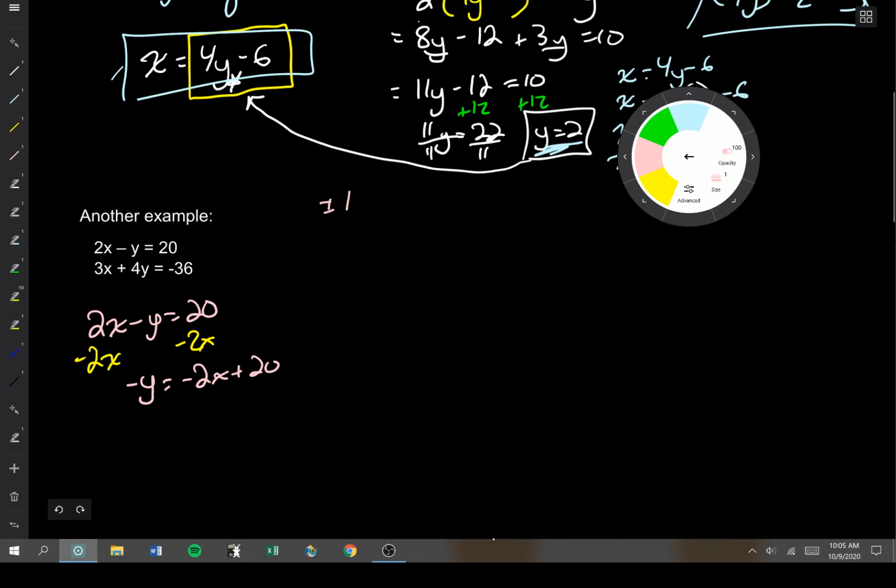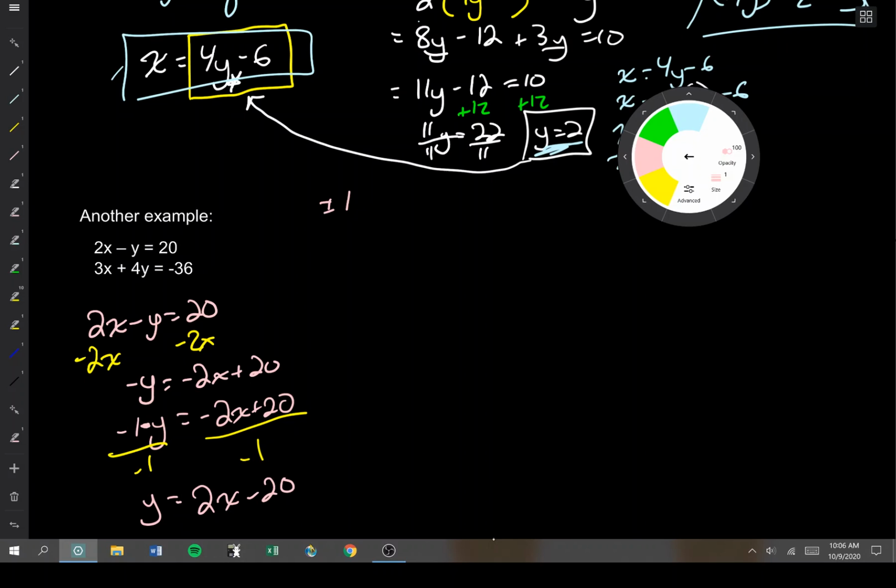Negatives are going to be the biggest frustration with, well, all of math probably, but definitely with substitution. In fact, my next video will just be practicing negatives and having strategies for negatives. But think of this like it's negative 1 times y. That's really what that means. So I'm going to divide both sides by negative 1, or multiply both sides by negative 1. It's the same thing. And that becomes y equals positive 2x minus 20. Now the y is truly isolated. The negative in front of it is gone, and the 2x in front of it is gone.